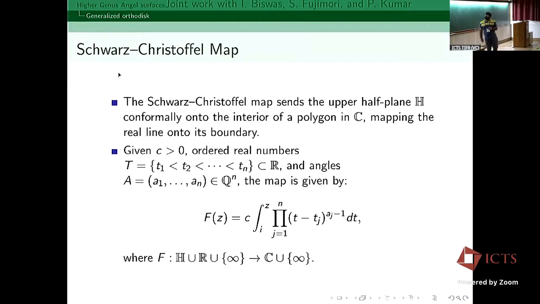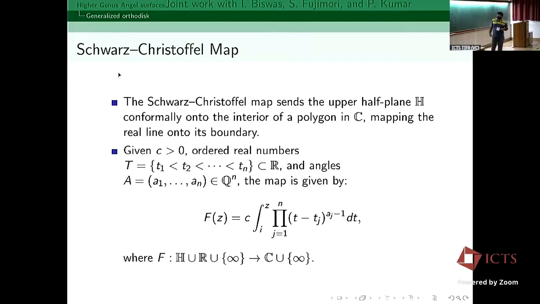To that end, I start with the Schwarz-Christoffel map. This map sends the upper half plane conformally onto the interior of a polygon in C. It might not be a good-looking polygon, but any polygon would work, where infinity can also be one of the vertices. Further, this map also sends the real line to the boundary of the polygon. This map has this format. We start with a constant c greater than 0, an ordered subset of real numbers, and a subset of rational numbers. Then we define this map.